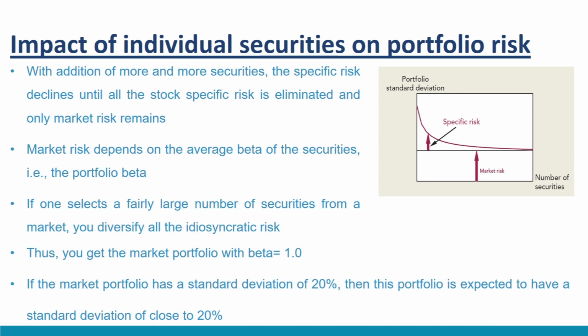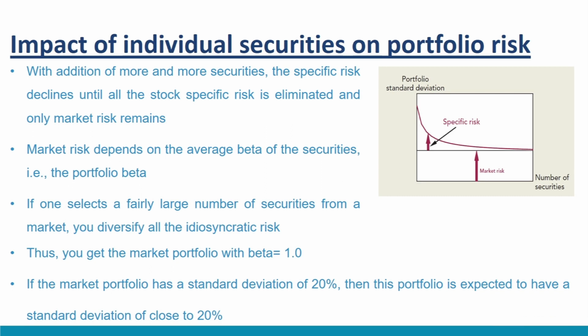The specific risk declines until all the stock specific risk is eliminated and only market risk remains. That is why market risk is often referred to as the bedrock of risk, as it remains steady. Market risk depends on the average beta of the securities, that is, the portfolio beta. Therefore, if one selects a fairly large number of securities from a market, you diversify all the idiosyncratic risk and are left with the market risk only.